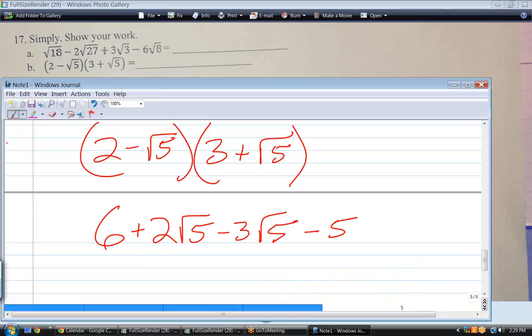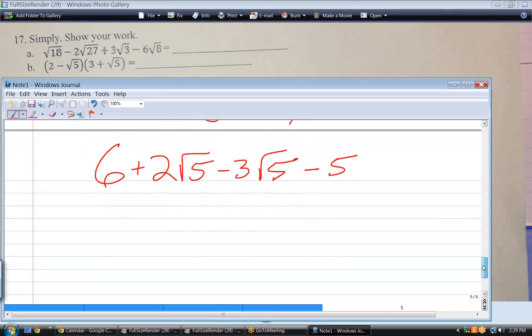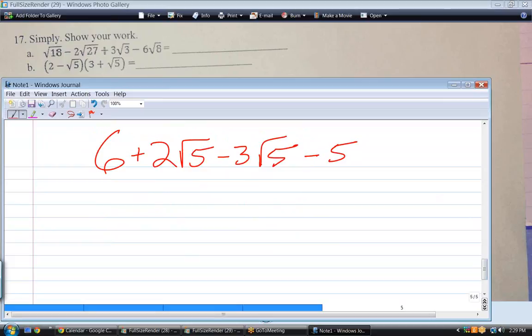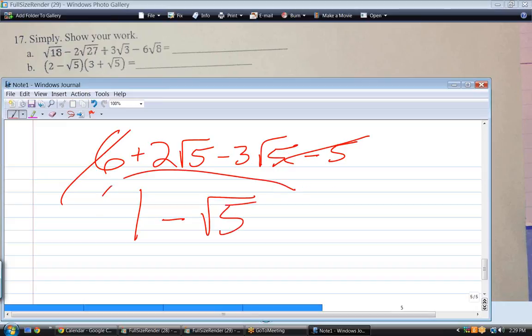Now let's combine these 4 things. How many rational numbers do we have? You have 1, and it's 1. 6 minus 5, right? Gets rid of that, gets rid of that. How many root 5s do we have? We have 5. We have 2 minus 3. Oh, so you have negative 1. Right. Negative 1 root 5, which I can write like that. Again, that's the most accurate depiction of that value.